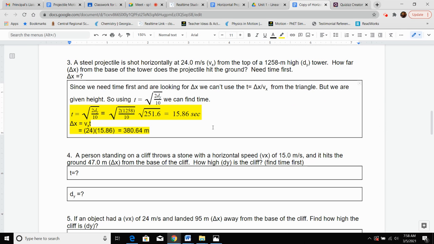So a lot of these problems are two steps. For the most part, you're going to be given enough information to get time, then use that in a different set of equations. For example, in number 4, you have a person standing on a cliff and they throw a stone with a horizontal speed, Vx, of 15 meters per second. It hits the ground 47 meters from the base of the cliff. How high is the cliff? And again, I wrote time first. Find time first. Am I given height? No, that's what I'm looking for. So I can't use this t equation.